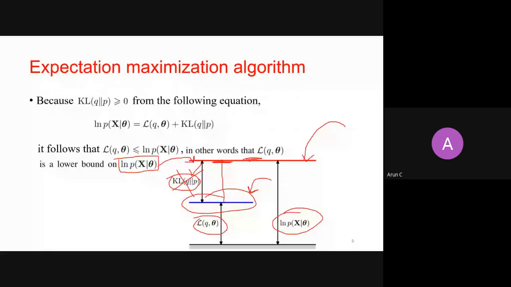Is this making sense to you guys? Right? Yes or no? Right. Good. So then I say that this is a lower bound. Fine.